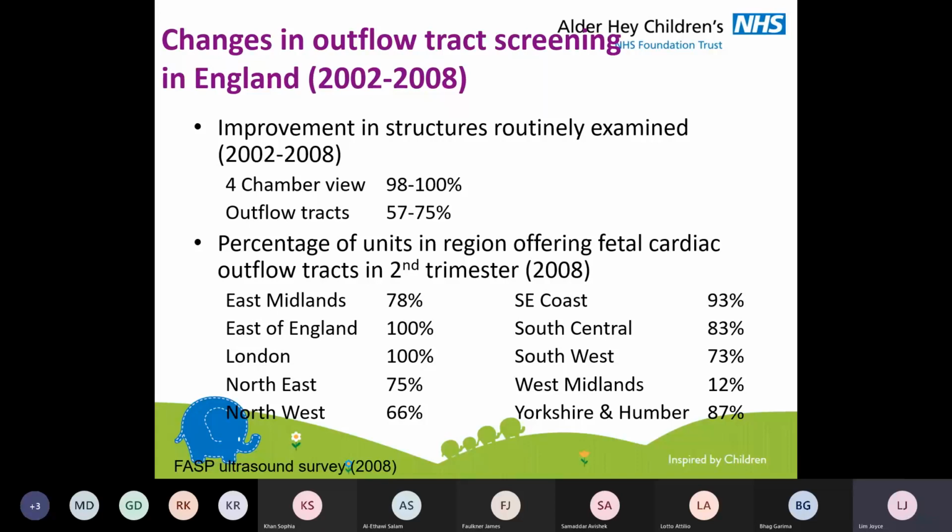Over the years, you can see that in 2008, the Northwest, at the bottom on the left-hand side, had only about 66% outflow tracts offered, but we are getting close to 80 to 90% in recent years. East of England and London itself have more heavily invested services, so they're doing quite a lot better even in 2008.